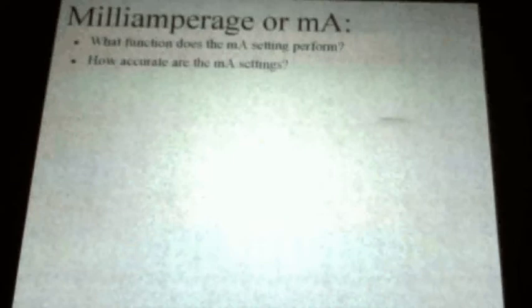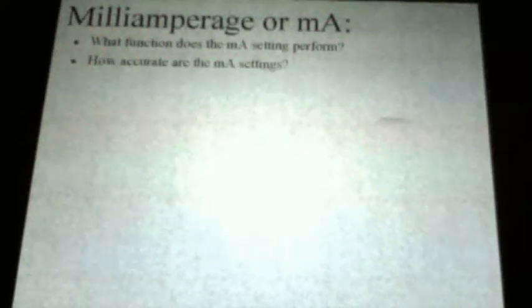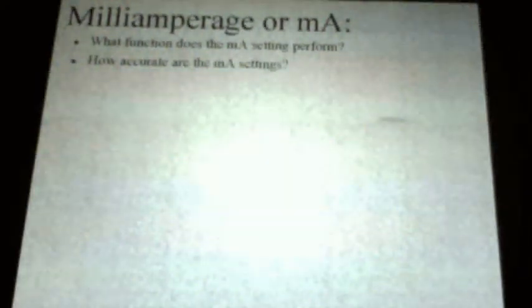Okay. So there are three really technical factors, aren't there? There's MA, there's time, and there's kVp. Those three technical factors. So I want to know how accurate do you think the MA settings are on the machine? How accurate do you think they would be? Where does this current come from?